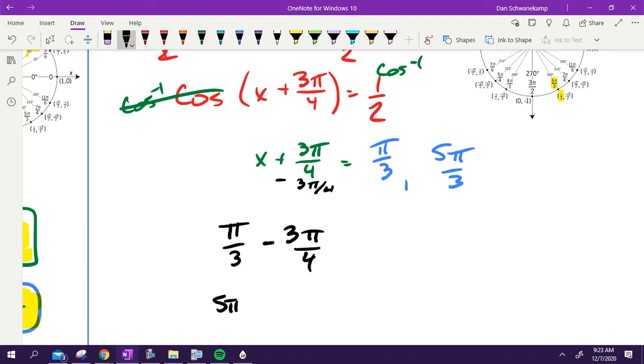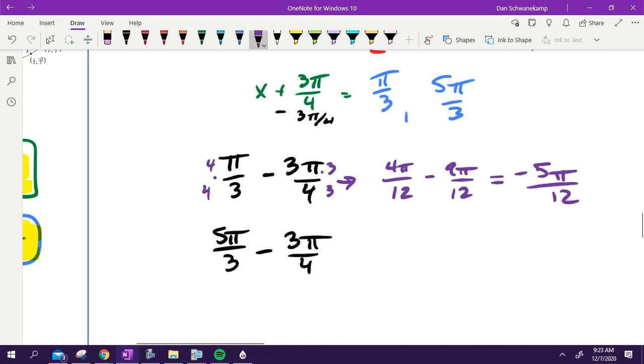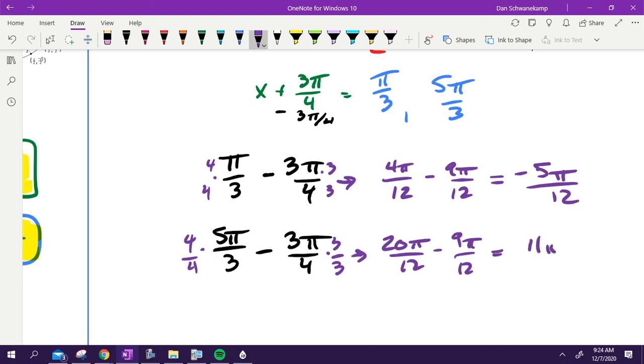Okay, I'm going to take 5 pi over 3 minus 3 pi over 4. If I wanted to write them with the same denominator, I multiply this one on top and bottom by 4. So 4 pi over 12 minus, multiply this one by 3 on top and bottom, 9 pi over 12. I get negative 5 pi over 12. Same thing down here, multiply top and bottom by 4. So I get 20 pi over 12. Multiply this one by 3 on top and bottom. So it's minus 9 pi over 12. And I get 11 pi over 12. Those are my two answers. But are they my answers?